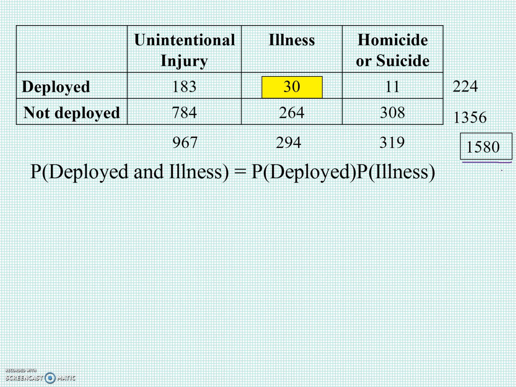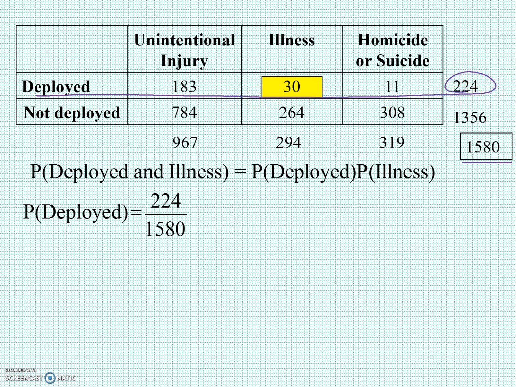To determine the probability of deployment and illness, I'm going to simply find the probability that they were deployed multiplied by the probability that they had an illness. To do that, I look at the totals from my table. Out of my total population of 1,580 people, I have 224 people that were deployed. You're asking, where did I get that number? These are all the people that were deployed, and there's the total. 224 out of 1,580. So the probability of someone being deployed is this number right here.